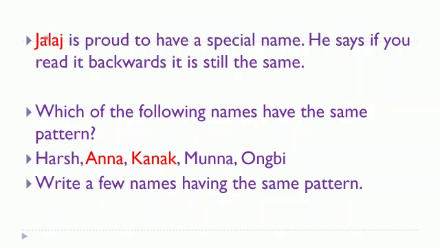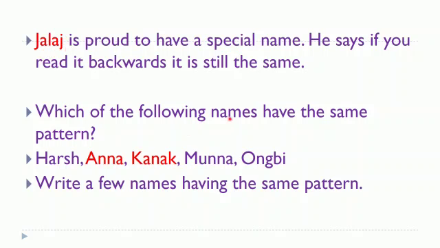Now here Jalaj's name is given and he is saying that my name is a special name. Why does he say his name is a special name? Because even if we read from backward, the spelling remains the same. You see, from the beginning it is Jalaj. Similarly, from backward also Jalaj. So his name is special.